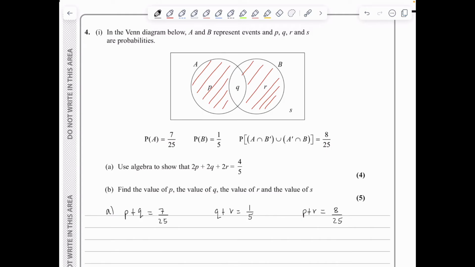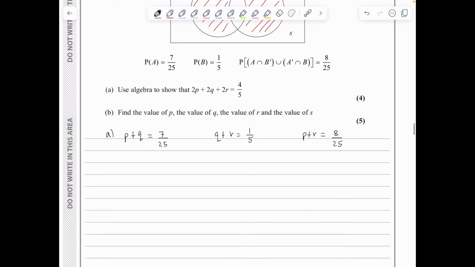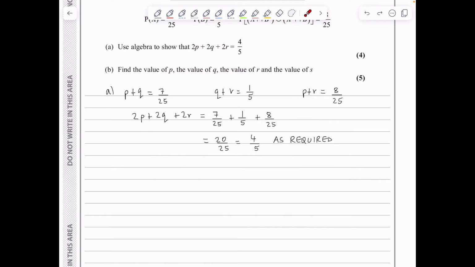So I've got three equations, I've got three unknowns, P, Q, and R. Notice that if I add the P plus Q, the Q plus R, and the P plus R, I get 2P plus 2Q plus 2R is equal to 7 over 25 plus 1 over 5 plus 8 over 25. And if you put the right-hand side on the calculator, this gives me 20 over 25, which simplifies to 4 over 5 as required.